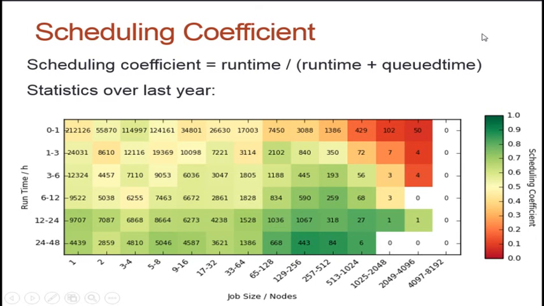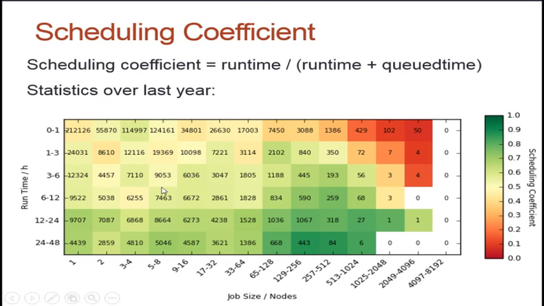If you're at 0, which is shown in red, that means you submit a job which might only take a minute to run, but it sits in the queue for ages before it runs. That would be really annoying. 1 means that it essentially sits in the queue for a vanishing amount of time, hardly any time at all, so that most of the time the job is in the system is just its runtime. So that's great. 1 is ideal.